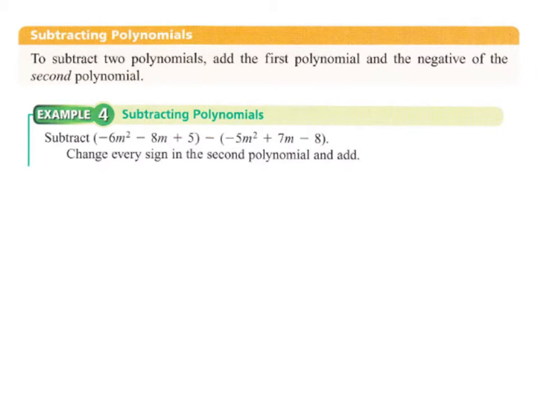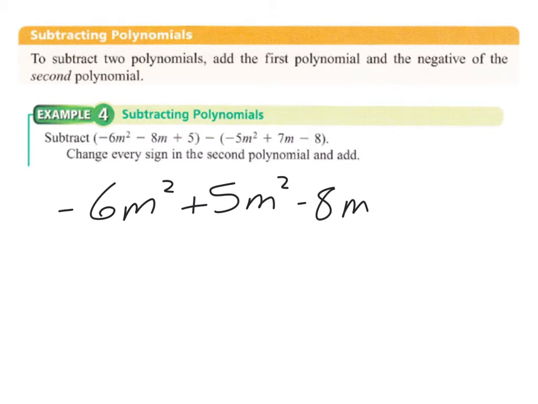And subtracting, the idea here is change the sign for everything in the second polynomial and then just switch it to adding. So if I do that, if I start with my negative 6m squared minus a negative 5m squared, so that would be plus 5m squared, and then a minus 8m minus the 7m, and then a 5 minus a negative 8, so it would really be plus 8.